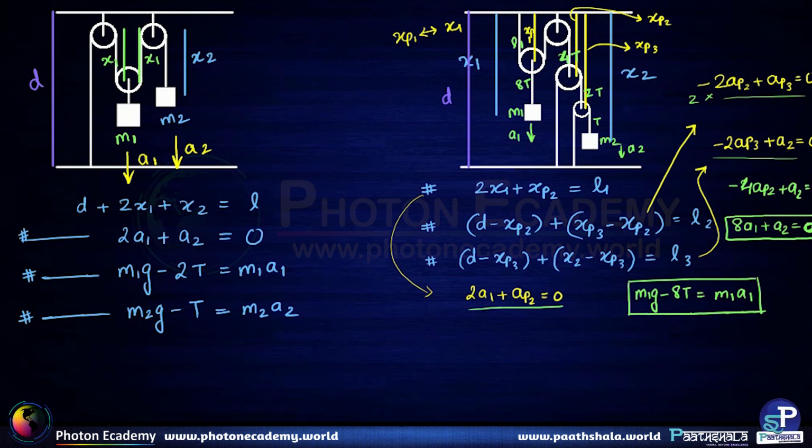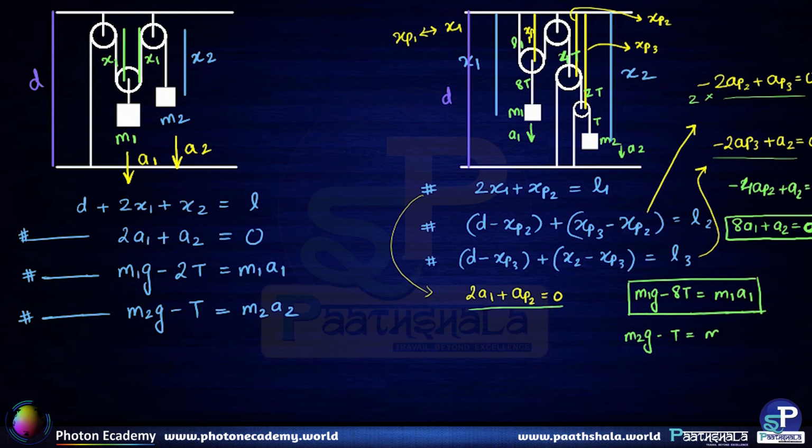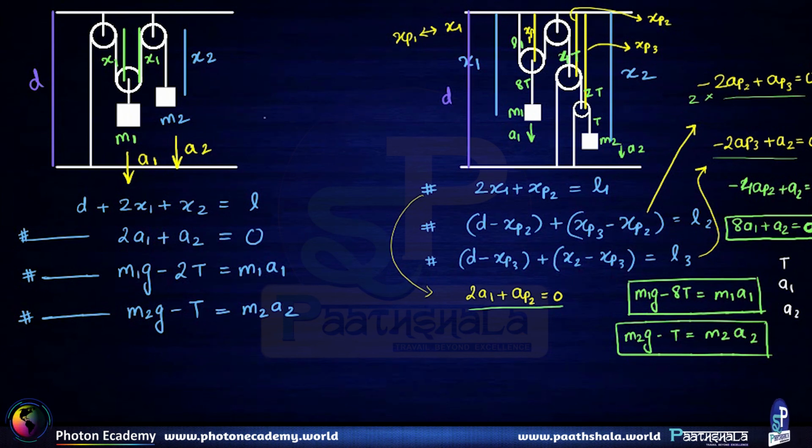So this is the second equation for the mass m1 that we need to be noting down and solving later in order to get accelerations and the tension. And the third equation is m2g minus t is equal to m2 a2. This is the third equation. So these are the three equations, and the three unknowns happen to be t, a1 and a2. These are the three unknowns for which we are going to solve.